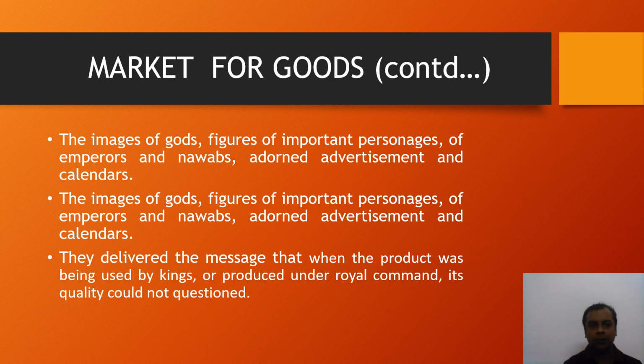The images of gods, figures, etc. adorned advertisements and calendars. They conveyed the message that when the product was being used by kings, gods, etc., its quality could not be questioned. So this is the early stage of advertisement in promoting products. That's the case in India and also the whole world.